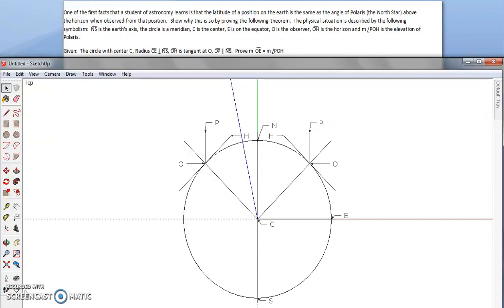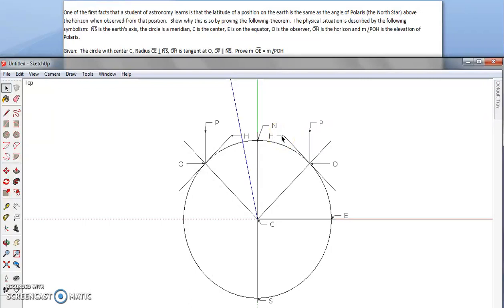A physical situation is described by the following symbolism. NS is the Earth's axis. The circle is a meridian. I'm using 90. C is the center. E is on the equator. O is the observer. OH is the horizon. And the measure of POH is the elevation of Polaris.